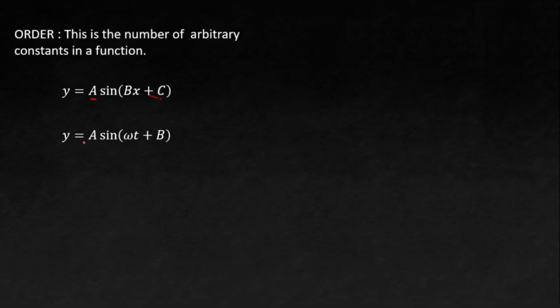Now we have a question similar to this: y is equal to a sine omega t plus b. One may ask, how many constants do we have here? We have a as a constant and b also as a constant, but omega t is a value, not a constant, since we are differentiating with respect to t. So it cannot be counted. It means this equation can be differentiated twice.